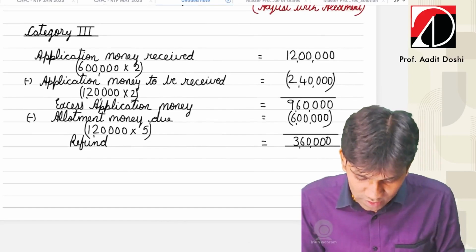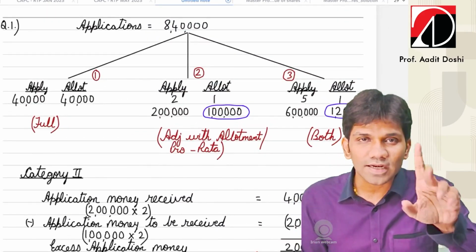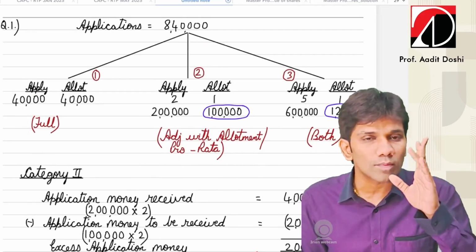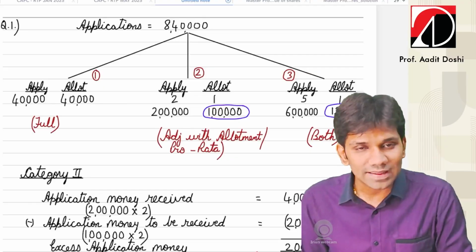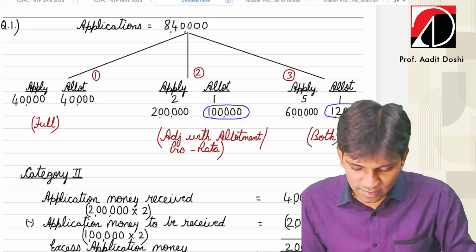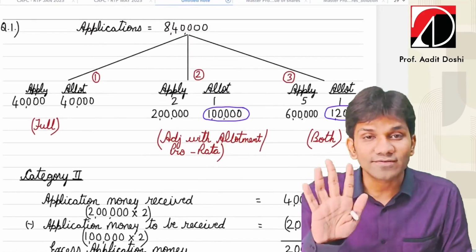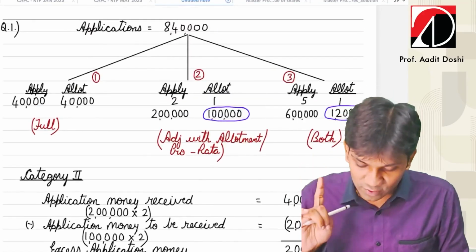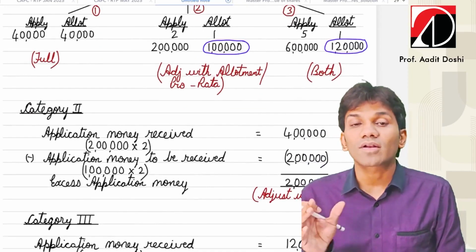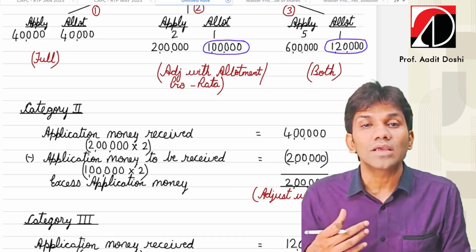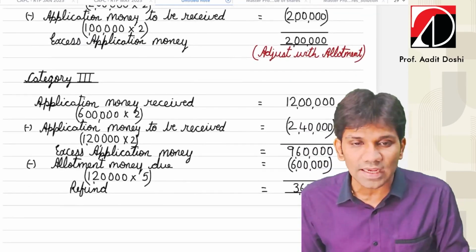So this is the story. This is the working note. You can see it. Very nice, beautiful presentation. 3 categories. First category, those who applied for 40, they got full 40. Those who applied for 2 shares, they got 1 share. So those who applied for 2 lakh, they got 1 lakh shares. In this case, excess application money was adjusted with allotment. This is what we did in category 2. And third category, those who applied for 5 shares, they were allotted 1 share. So those who applied for 6 lakh shares, they were allotted only 1,20,000 shares. In this case, whatever amount the company was expecting to collect on allotment was retained by the company, and the rest was refunded.